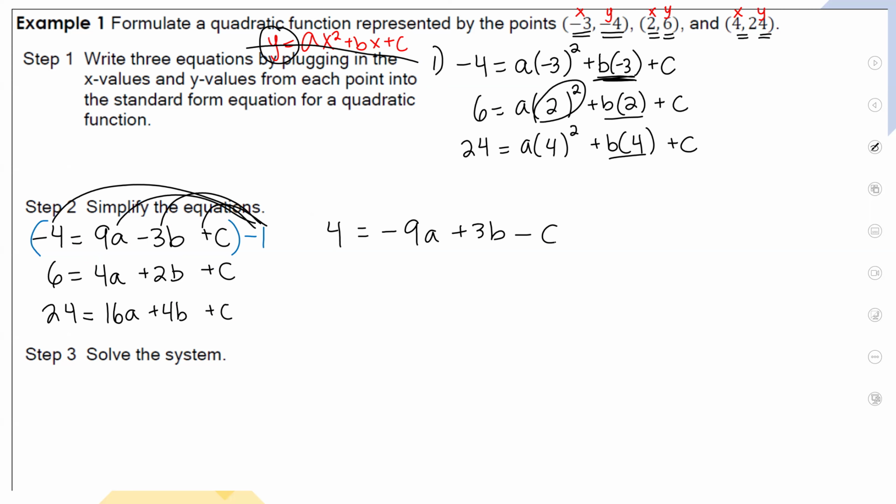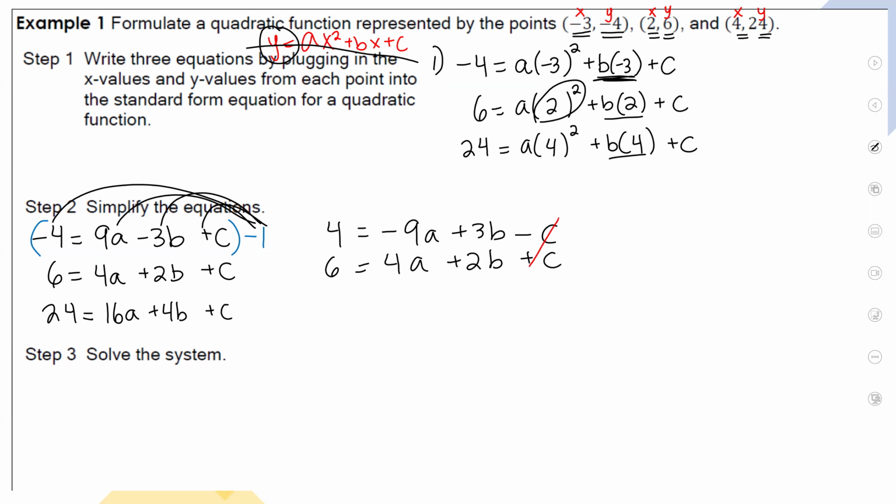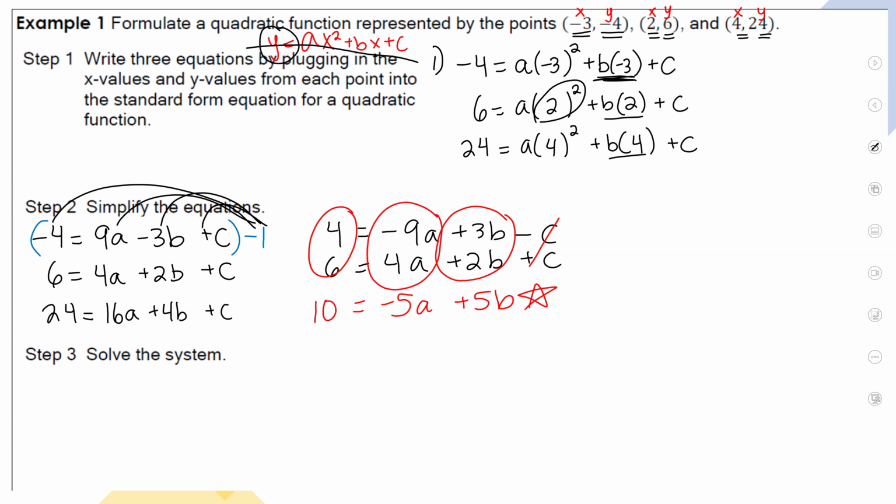I'm going to copy down the second equation right here. I'm just going to move it over. Do you guys see what will cancel out if I add these 2 equations? The c's. I have a -c and a +c. Those will cancel out. Let's go ahead and add the whole thing together. 4 plus 6, that gives me 10. Negative 9 plus 4 will give me negative 5. Don't forget the A. 3b plus 2b is 5b. So this is one of the equations I'm going to deal with.